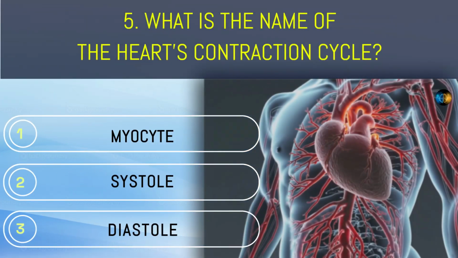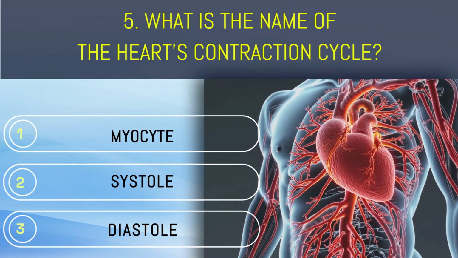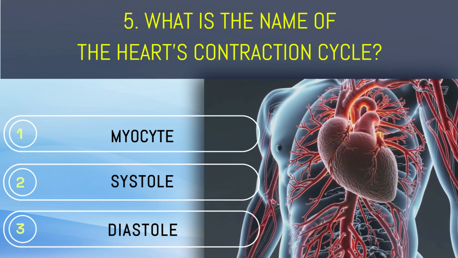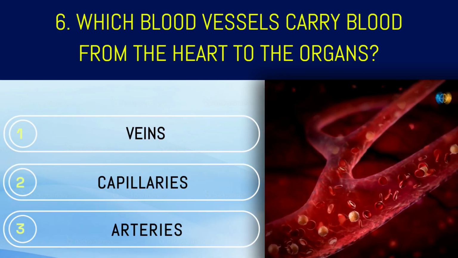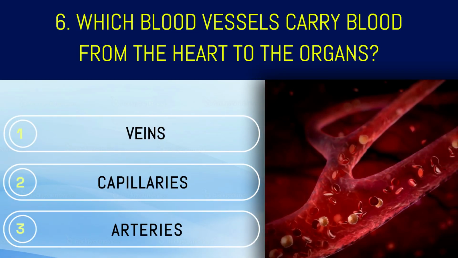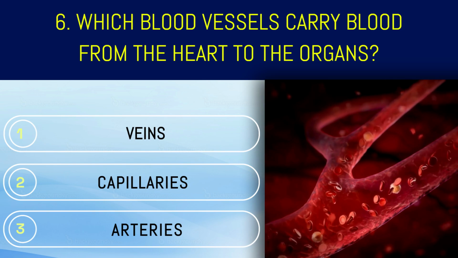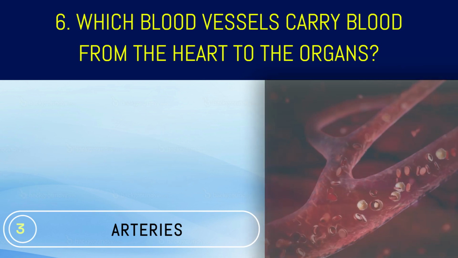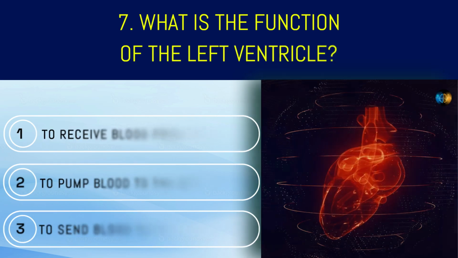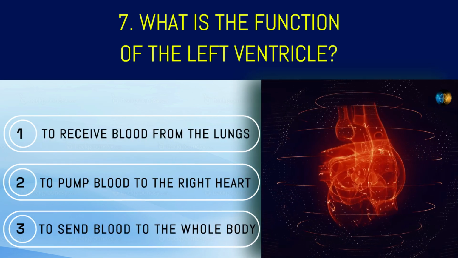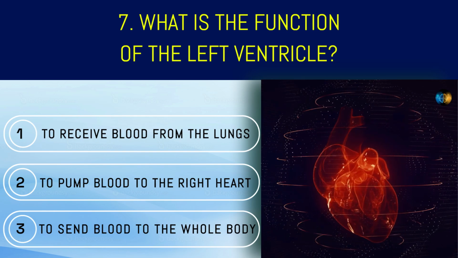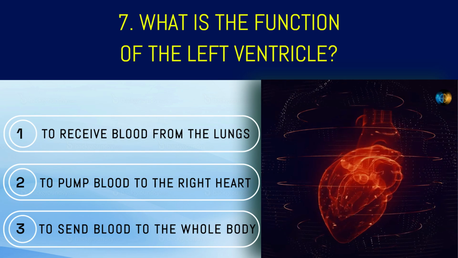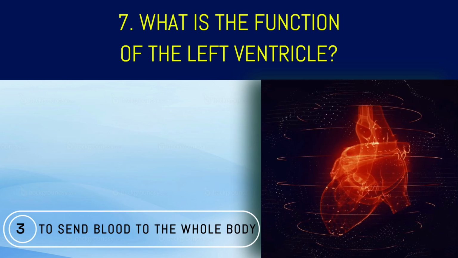What is the name of the heart's contraction cycle? Myocyte, systole, or diastole? Systole. Which blood vessels carry blood from the heart to the organs? Veins, capillaries, or arteries? Arteries. What is the function of the left ventricle? To receive blood from the lungs, to pump blood to the right heart, or to send blood to the whole body? To send blood to the whole body.